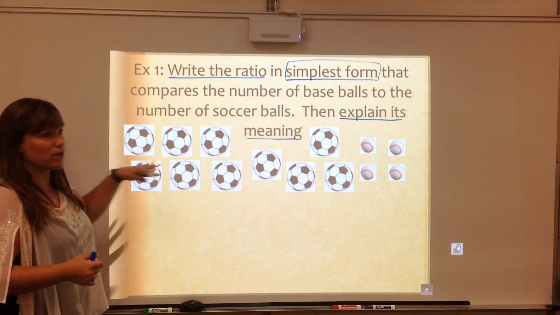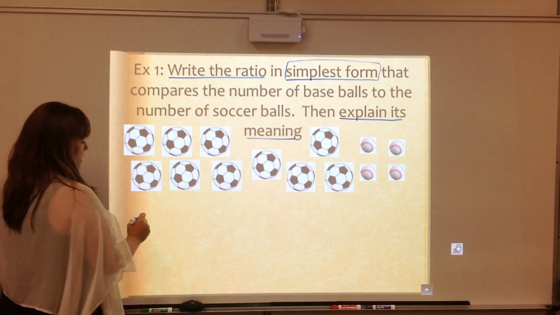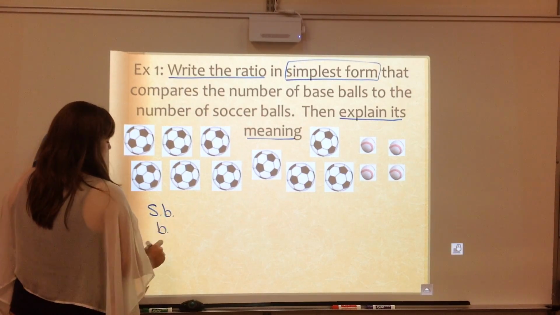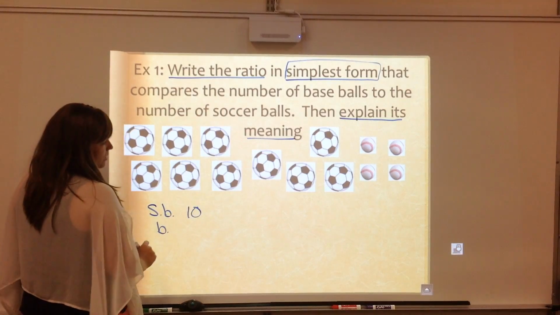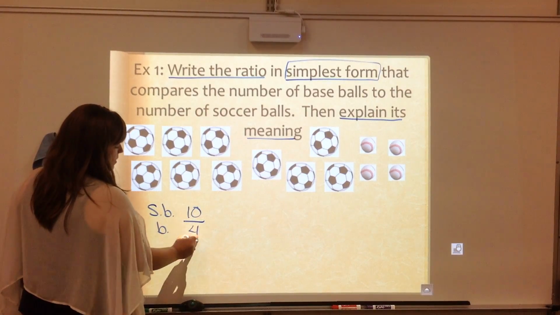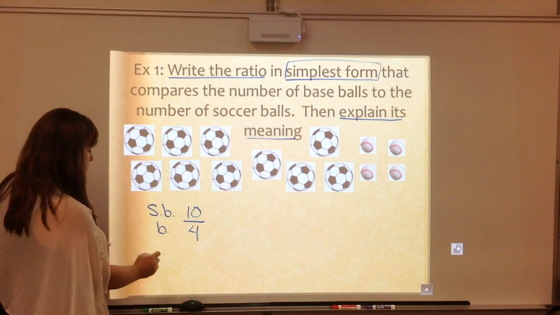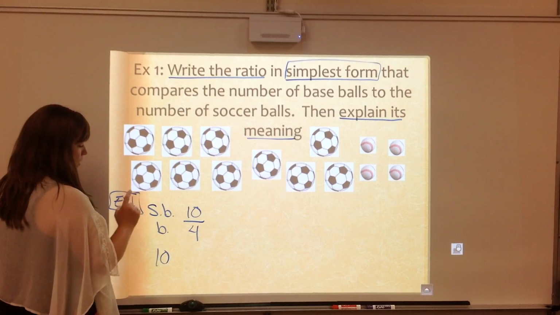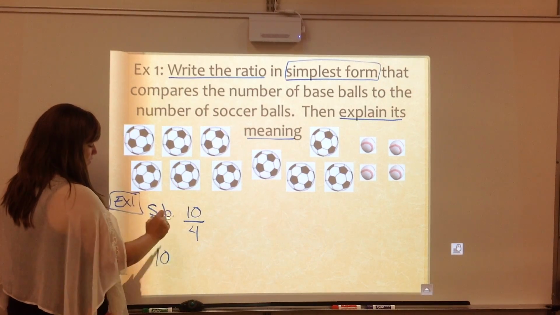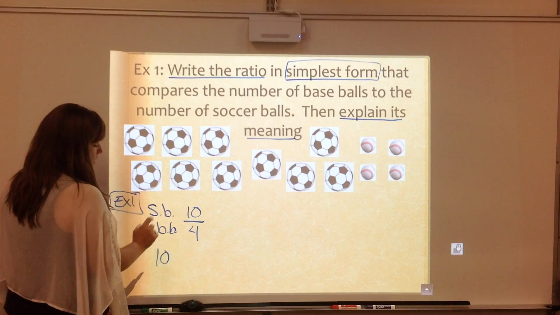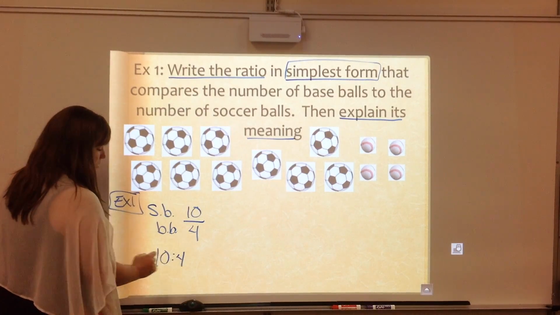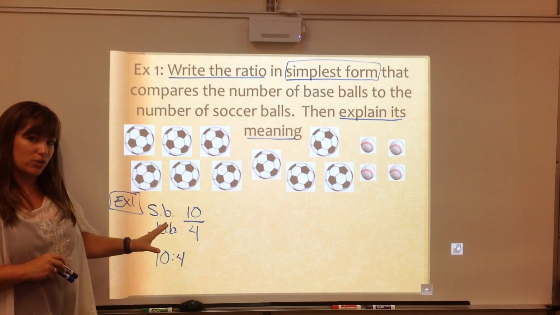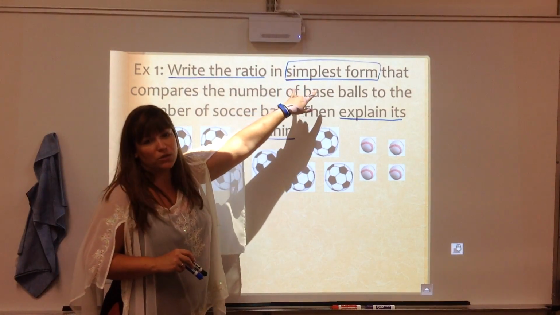So we simply have to count up the soccer balls. And we have, I'm just going to write SB and then B for baseballs. We have 10 soccer balls and we have 4 baseballs. Now again, sorry, this is example 1. You can label that in your notes. So, soccer balls are 10, baseballs, let's do BB, are 4. You could write it with the ratio as a colon. I'm going to stick with fractions though, because it says in simplest form.